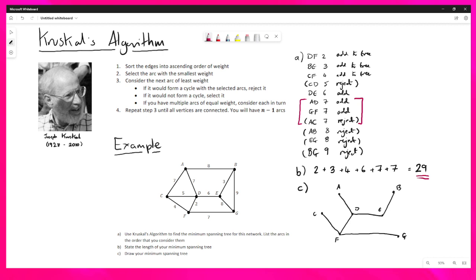And that's how you do Kruskal's algorithm. You see it's quite long, but it's relatively straightforward to do, and it gets a nice solution relatively quickly.